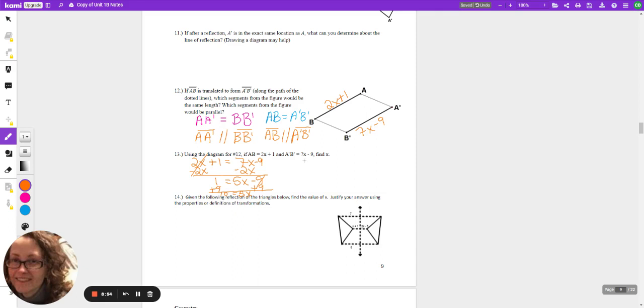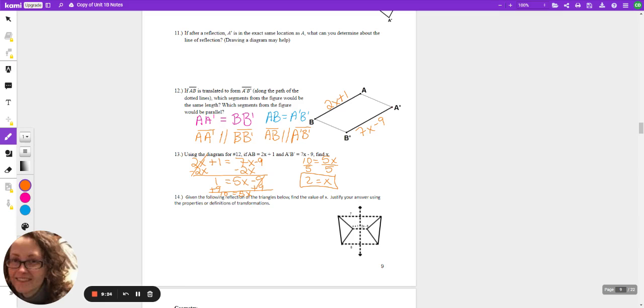I'm going to rewrite that up here because I'm losing room. And now to get rid of the 5 in front of the x, I want to divide by 5. And that is going to give me a 2. So I have x equals 2. Now my whole goal was to find x when I'm solving this equation. And that's exactly what I did.